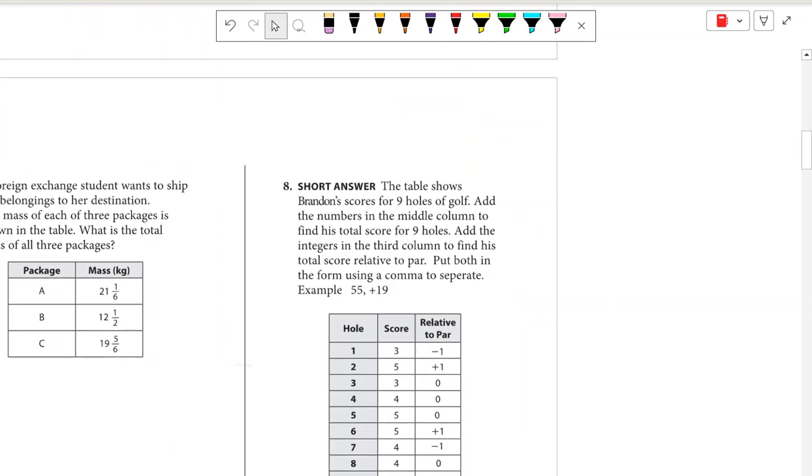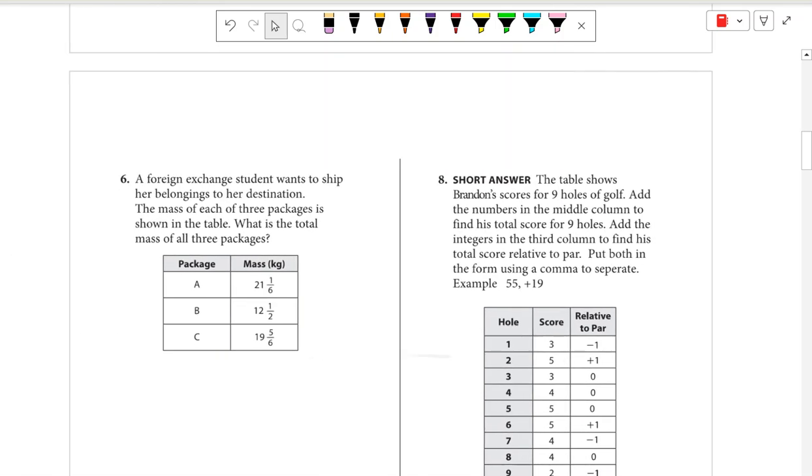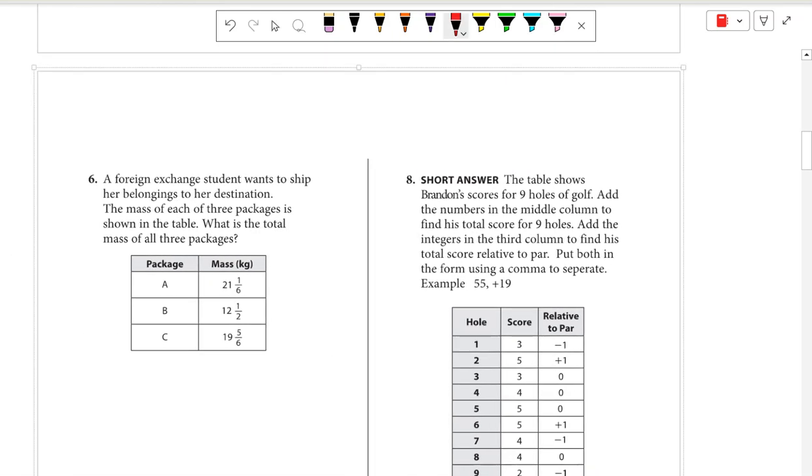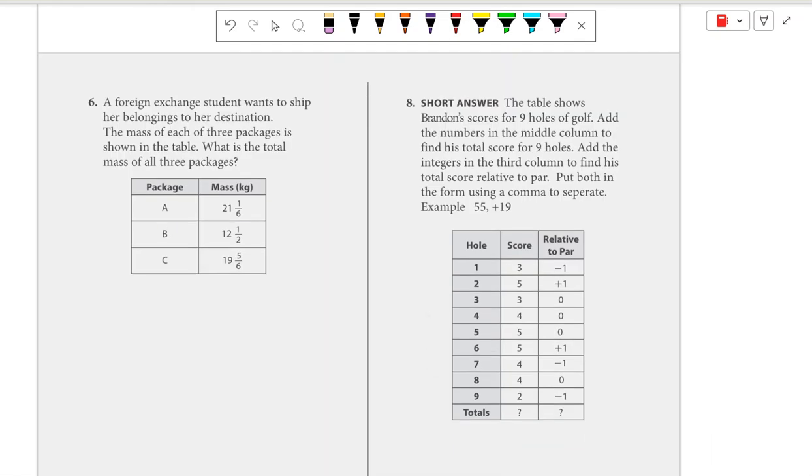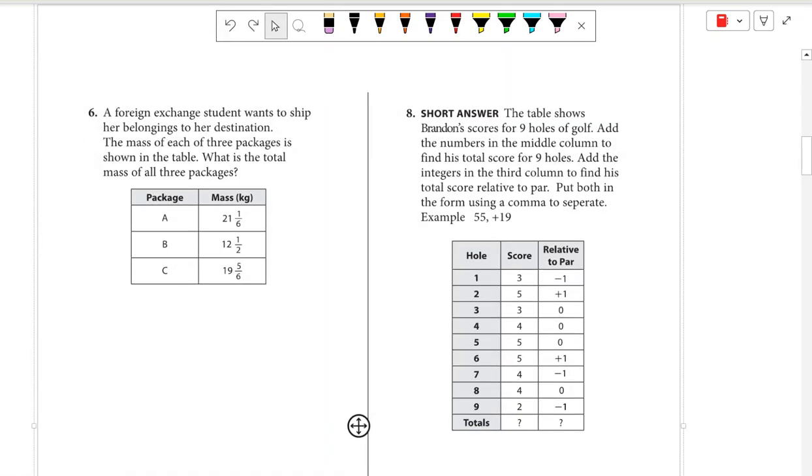Turn the page to number 6. A foreign exchange student wants to ship her belongings to her destination. The mass of each of 3 packages is shown in the table. What is the total mass of all 3 packages? So simply, we're adding these together.